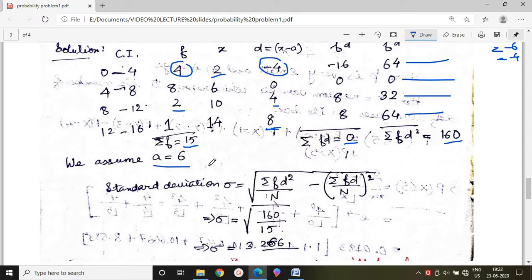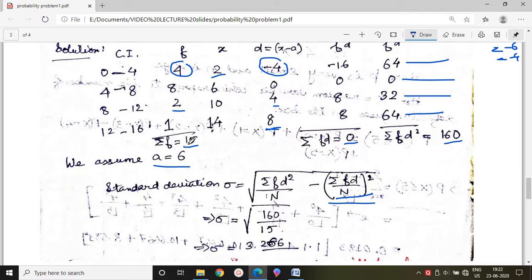Here you see, assume A is equal to 6. Then the standard deviation formula tells that it is root over sum over FD square by n minus sum over FD by n whole square. You will find that sum over FD is 0. So this part turns out to be 0. This has no contribution. And this sum over FD square is 160.